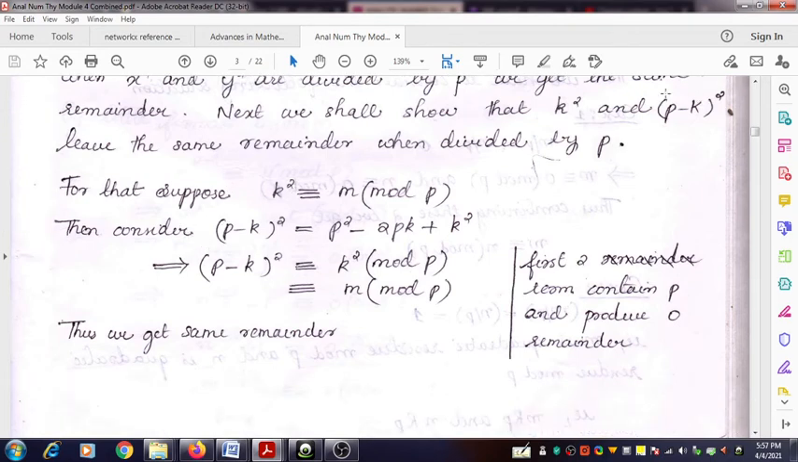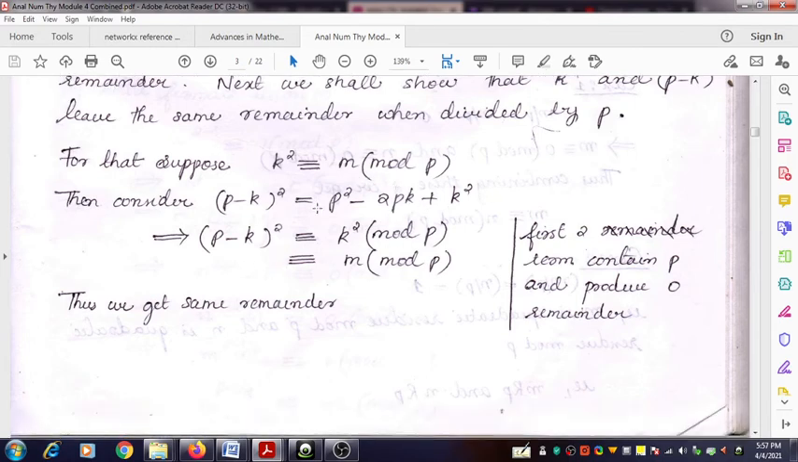Then we consider the other quantity, that is p minus k the whole square. When we expand it, it is equal to p square minus 2pk plus k square. When we examine these quantities, the first two terms contain the number p, here p square and here p. So we can divide the first and the second terms by p, and therefore you can clearly write that p minus k the whole square is congruent to the last term, that is k square mod p.